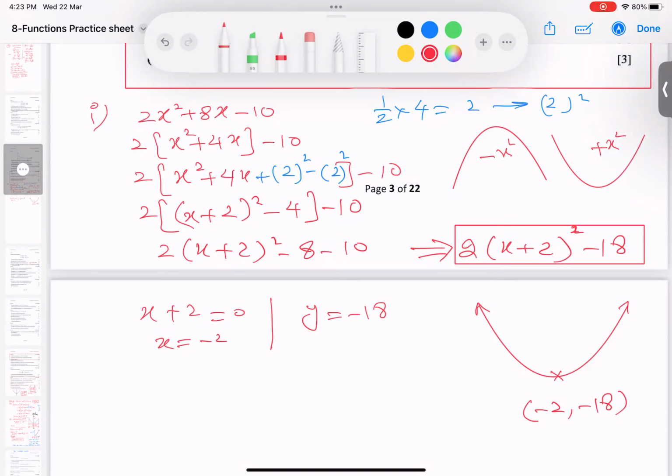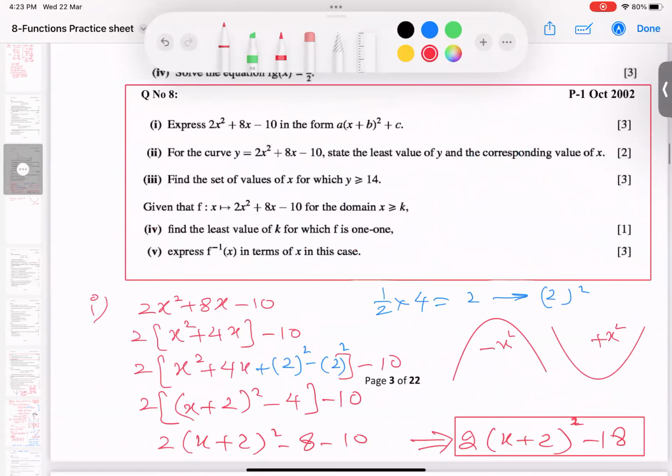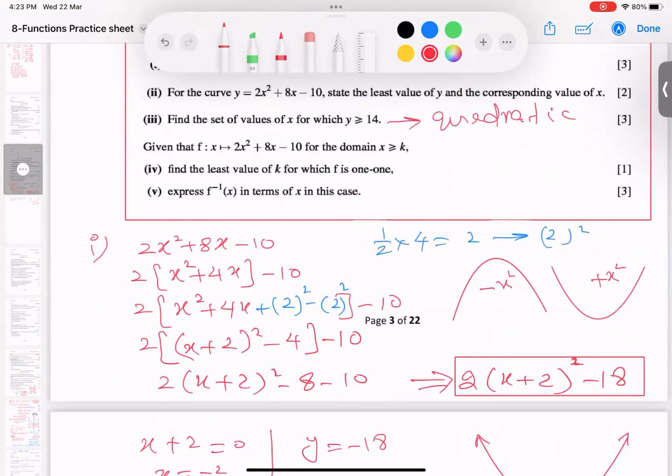So up till here, the point is very, very clear. So what was he asking in the first part? These 3 marks for completing square is okay, and these 2 marks for x and y is confirmed. Now the next 3 marks. I think I did not explain this, but this is a chapter of quadratics. But I will do it again here now, because in many previous questions, we found this kind of question.